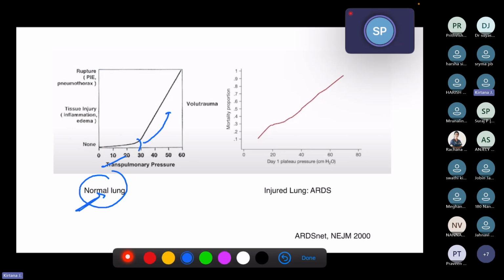When we look at the ARDSNet trial, they looked at the mortality and graphed it against the plateau pressure on day one. They actually showed that with increasing plateau pressure, the mortality increases, and there was no definite cutoff which could predict that above this the mortality is high and below this the mortality is low. Therefore, in a normal lung, you can safely say that a transpulmonary pressure of 30 is considered to be safe and we should not go beyond 30. But in an injured lung, in an ARDS lung, we are not sure of what the true plateau pressure or transpulmonary pressure we should keep. Any increase in pressure would be associated with increase in mortality.